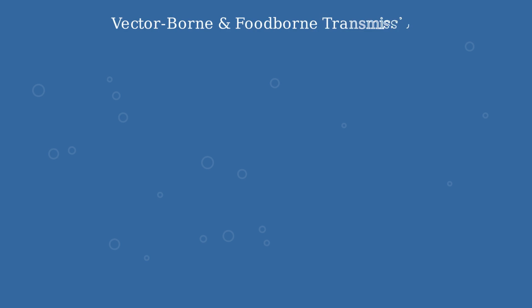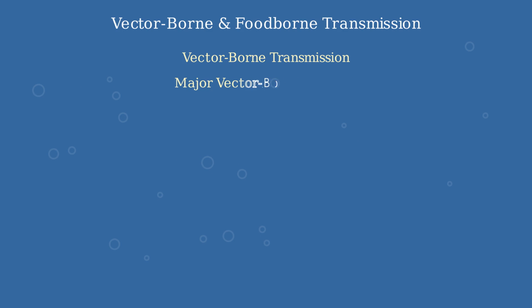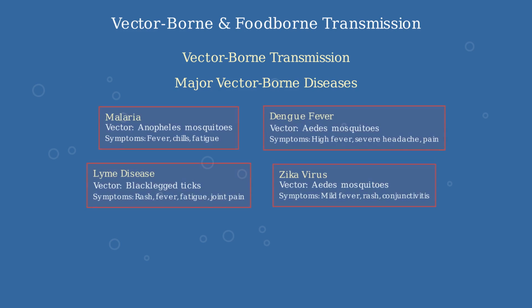Vector-borne and foodborne transmission represent two significant ways that infectious diseases spread. Vector-borne diseases are transmitted by living organisms, primarily insects, that carry pathogens from one host to another. The most common vectors include mosquitoes, ticks, and flies. Each can transmit different types of pathogens. Vector-borne diseases are responsible for over 700,000 deaths annually. Major examples include malaria, dengue fever, Lyme disease, and Zika virus.